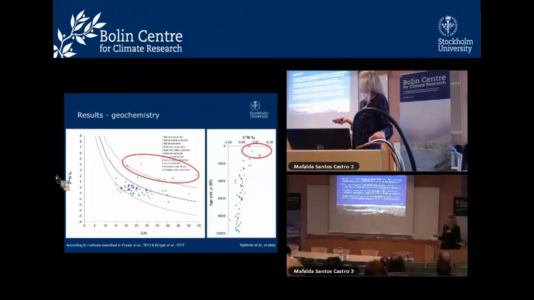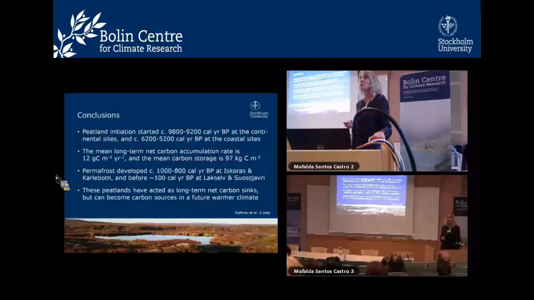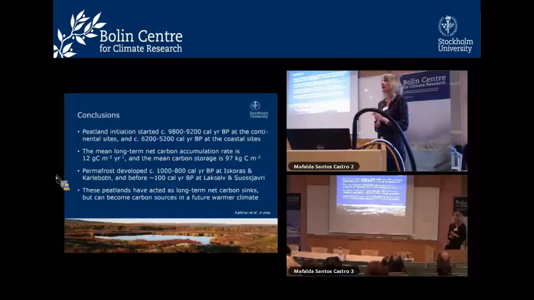And quickly jumping also to conclusions, I haven't talked so much about the radiocarbon dating. But there are some differences between the sites. So the continental sites appear to have formed a little earlier, or the peat started forming a little earlier at the continental sites, between 9 and 10,000 cal year BP. At the coastal sites at lower elevation, peat initiation started a few thousand years later.